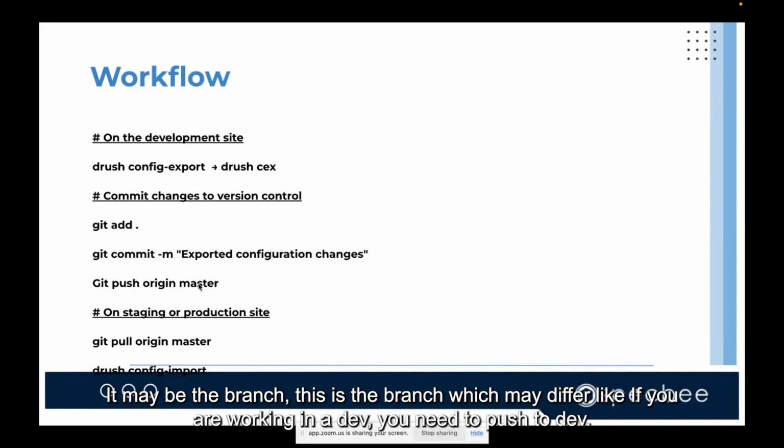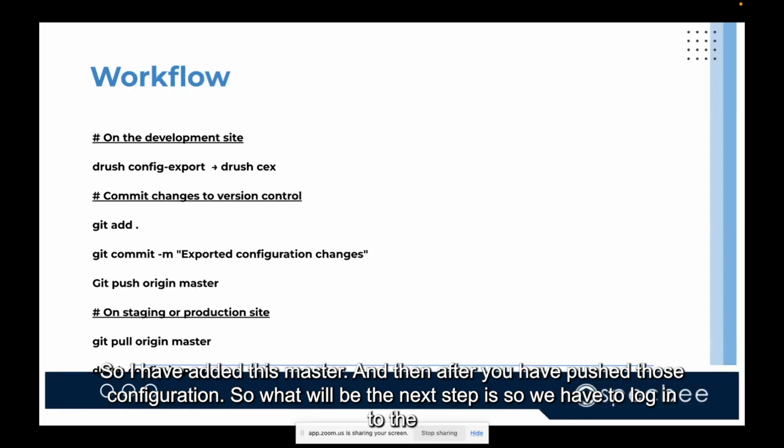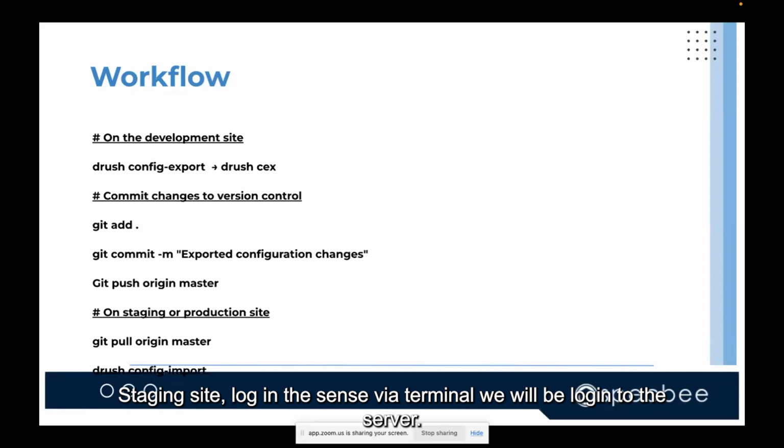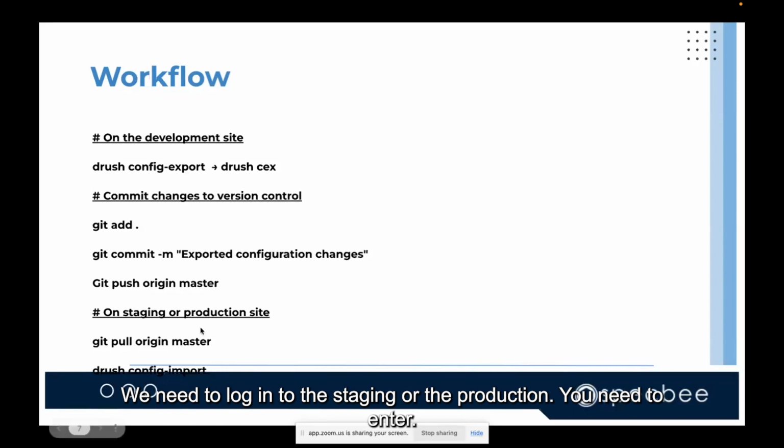This is the branch, which may differ as per your setup. If you are working in dev, you need to push to dev. I have added just master. After you have pushed those configurations, the next step is to log into the staging site. Log in in the sense that in the terminal we will log in via SSH to the staging or production, and you need to enter git pull origin master. This will pull all the changes which were pushed.